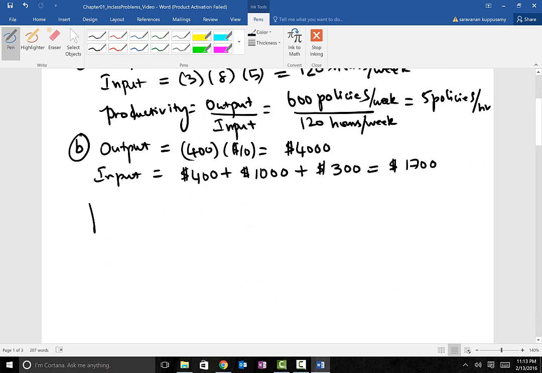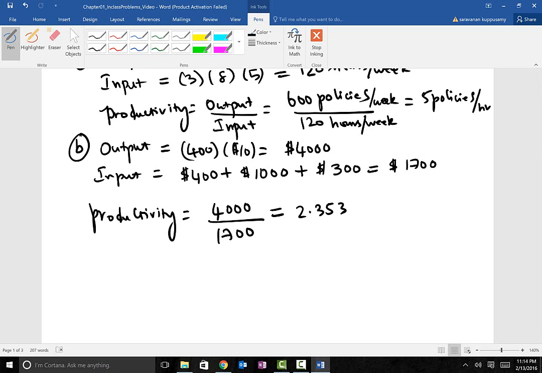So now, what is your productivity measure? In this case, output is $4,000 divided by input of $1,700. That is equal to 2.353. What this means is that for every dollar you invest in this particular system, you should be able to generate $2.353 as an output. So in this case, you get a good return, this is a nice system to invest. So let's take a look at the second problem.